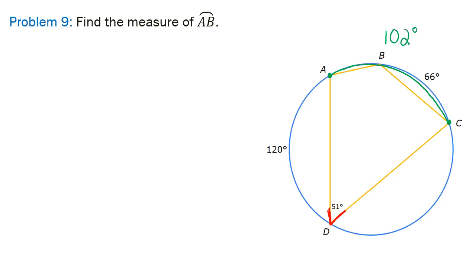But the question's asking us what arc AB is, this little section. Well, if we know the entire arc from A all the way to C is 102 degrees, and we can see that the arc B to C is just 66, if we go ahead and subtract those two, we'll find out what the measure of arc AB is. So 102 minus 66 is 36 degrees. So this right here is 36 degrees.